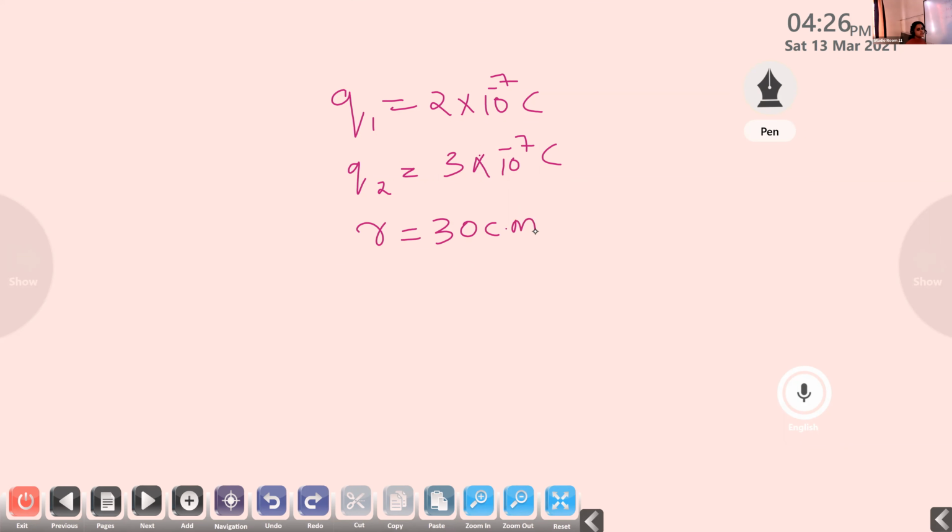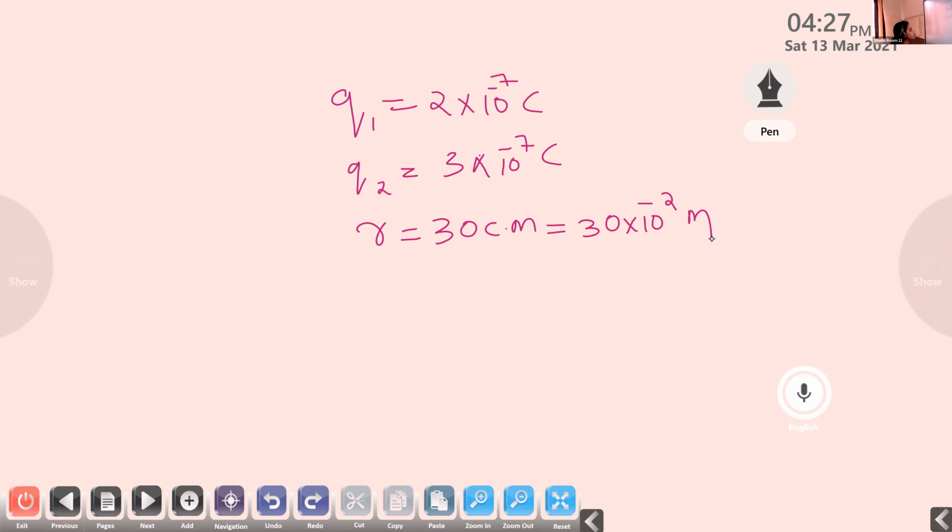But what is the standard unit of length? What is the SI unit of length? Meter. Is it in centimeter? No, it is in meter. So we need to convert this 30 centimeter into meter. That is given by 30 into 10 raised to minus 2 meter.